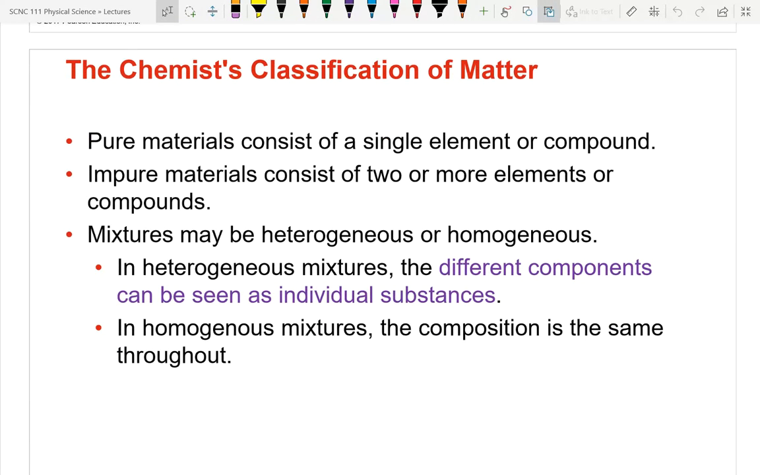Gets more difficult. We have heterogeneous mixtures, which are mixtures where you can see that there are two different types of things or more than two different types of things. And then you have homogeneous mixtures where it's so thoroughly mixed that it appears to be all one thing, even though it's not. So can you think of any examples of a heterogeneous mixture? My next slide has some pictures of heterogeneous and homogeneous mixtures. Can you think of an example of a heterogeneous mixture?